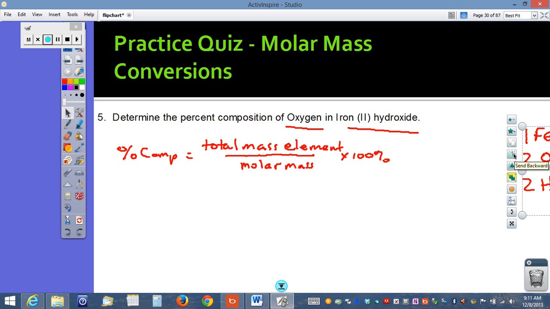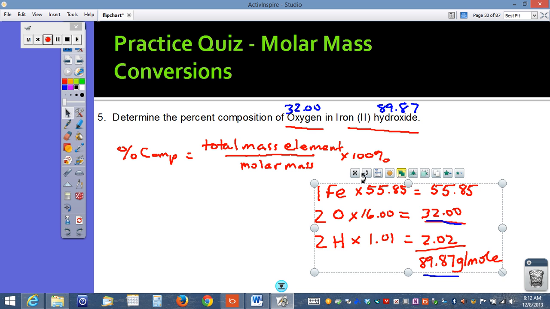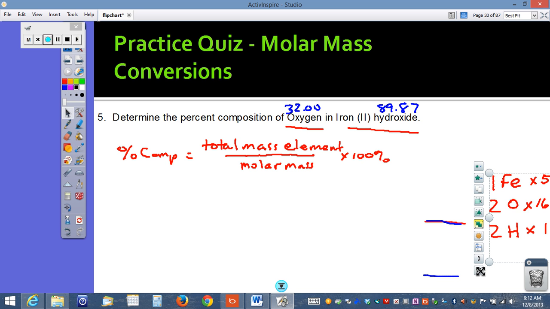This is the work that I did on a previous problem. So from here we can see that my mass of oxygen was 32 and my mass of the whole compound put together, my molar mass, was 89.87. Let's write that in so we don't forget it. 32.00 and 89.87. I'm now going to push this out of my way so I don't have to worry about it anymore.